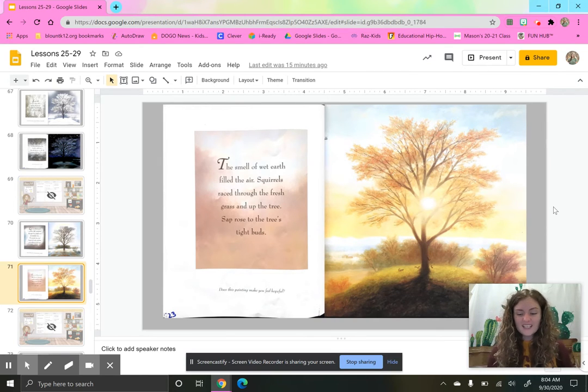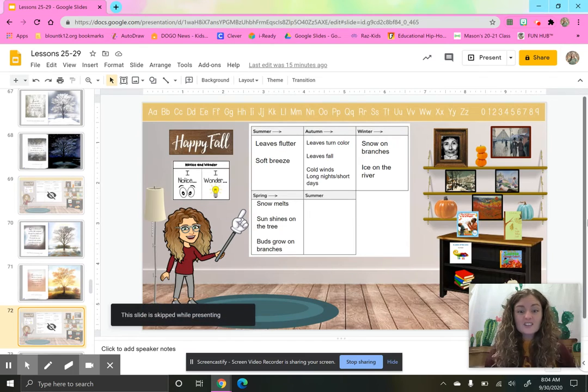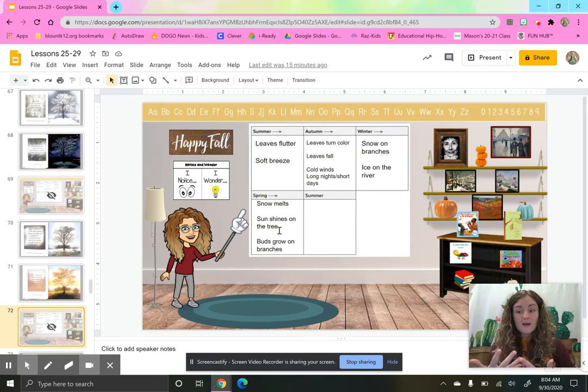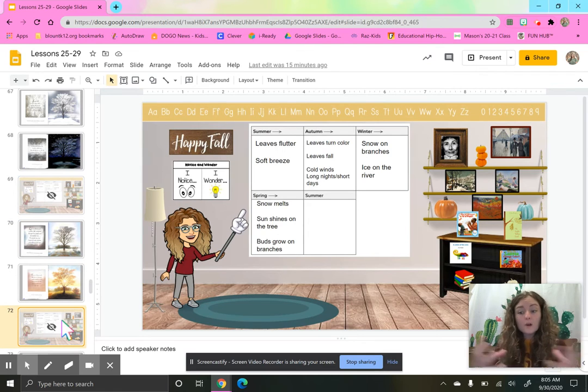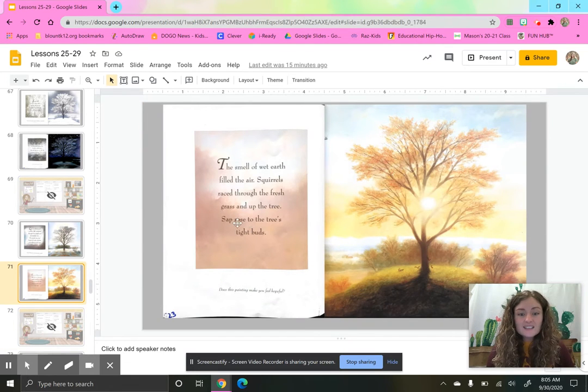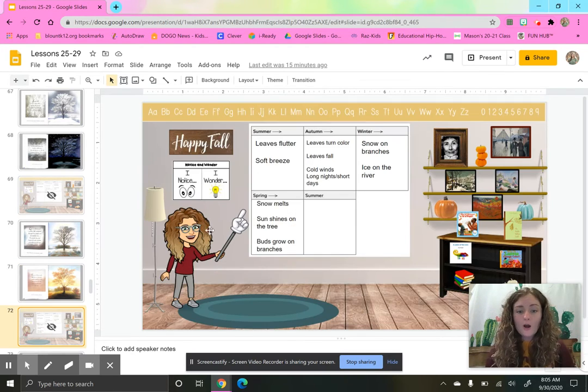So from these pages, I heard that the snow was melting, which means that the sun was warming up the earth, warming up the ground and the trees. On this page, it said that late one afternoon, a golden light streamed through the clouds and warmed the tree. So the warmer weather tells me there's a change in season. It also told me in this page that sap rose to the tree's tight buds. So those buds that will turn into leaves start to grow in spring.